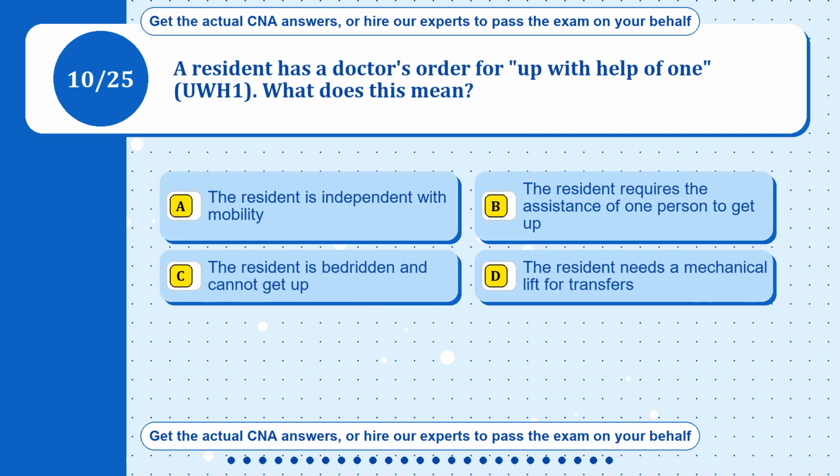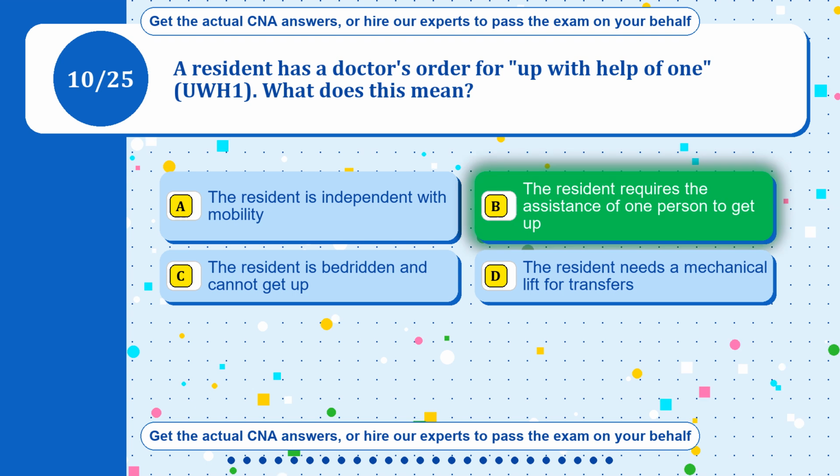Question 10. A resident has a doctor's order for UP with help of 1 UWH1. What does this mean? Option A, the resident is independent with mobility. Option B, the resident requires the assistance of one person to get up. Option C, the resident is bedridden and cannot get up. Option D, the resident needs a mechanical lift for transfers. The correct answer is option B, the resident requires the assistance of one person to get up.